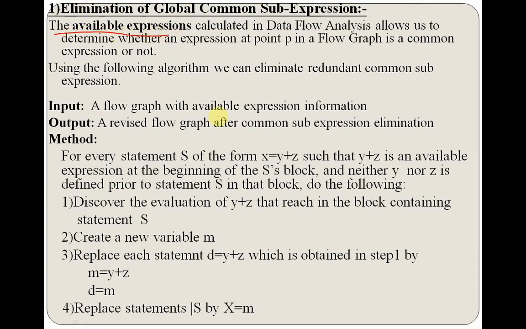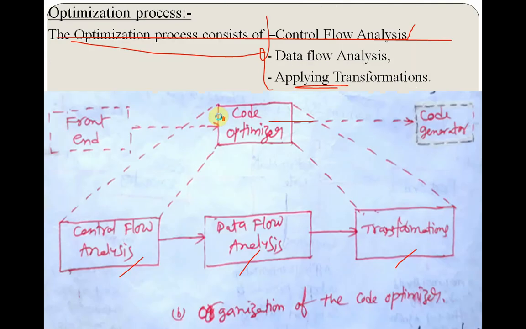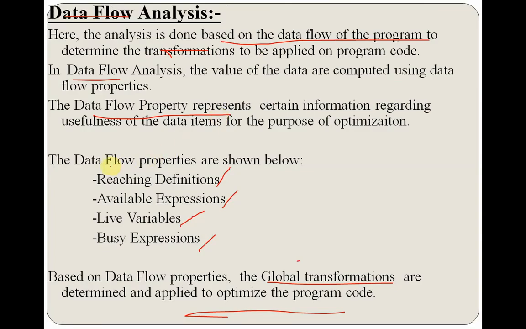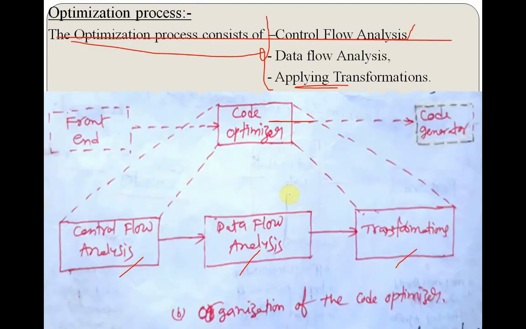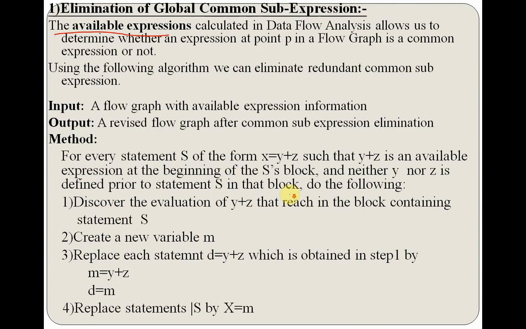So earlier we defined that one property of data flow analysis is available expressions. By this property you can determine the common subexpressions or global common subexpressions. The available expressions calculated in the data flow analysis allow us to determine whether an expression at a point P in a flow graph is a common subexpression or not.